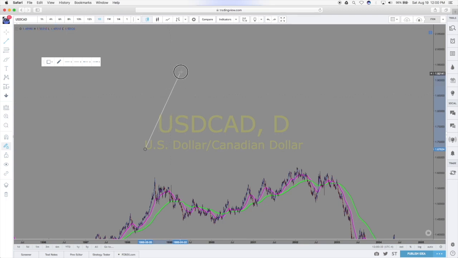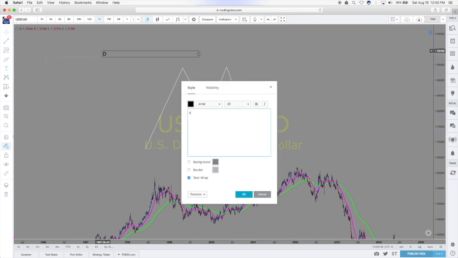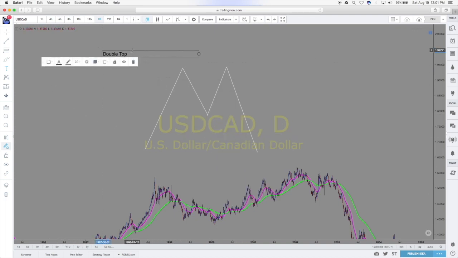So the first one is like this. Price goes up, price comes down, price goes back up, and then price rockets straight down. Okay. Now this particular pattern is called a double top. Okay. So that's what this one's called here. This one's called a double top.